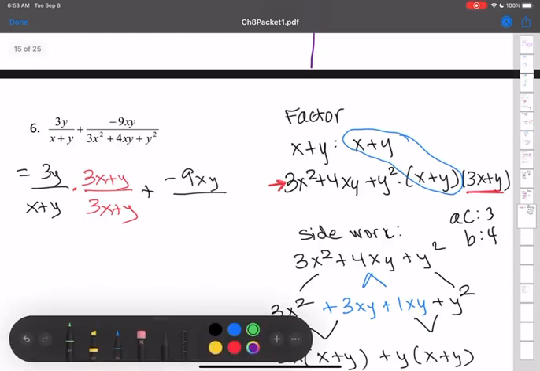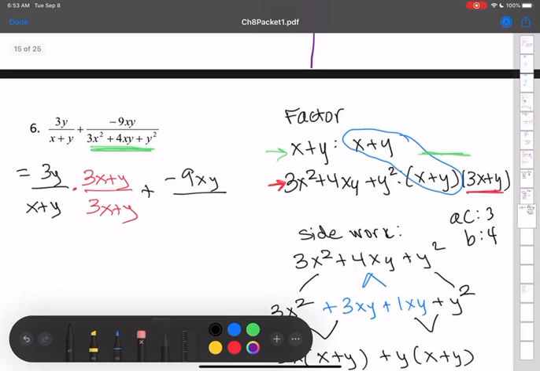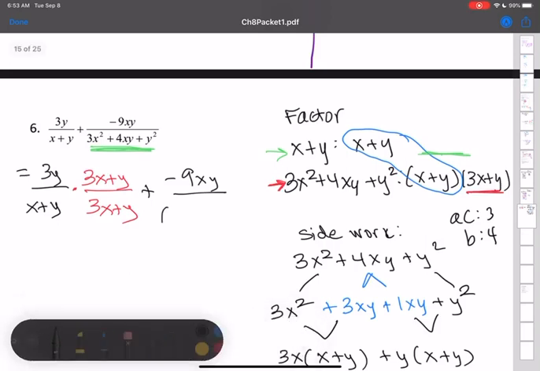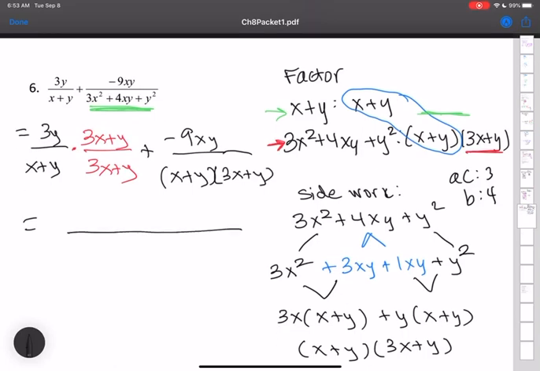Now this other denominator, remember we go to the opposite one, is it missing any factors? It's not, so we don't have to do anything with that one. But just to keep it clean, let's go ahead and write down the factored version. So x plus y over 3x plus y. So now we have that common denominator of x plus y times 3x plus y. And up on the top, we'll have that 3y times the 3x plus y. Again, writing plus a negative, you can just write minus 9xy.